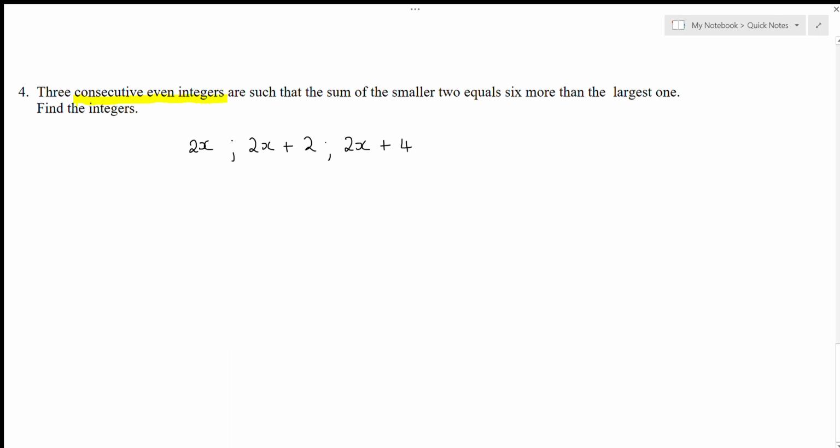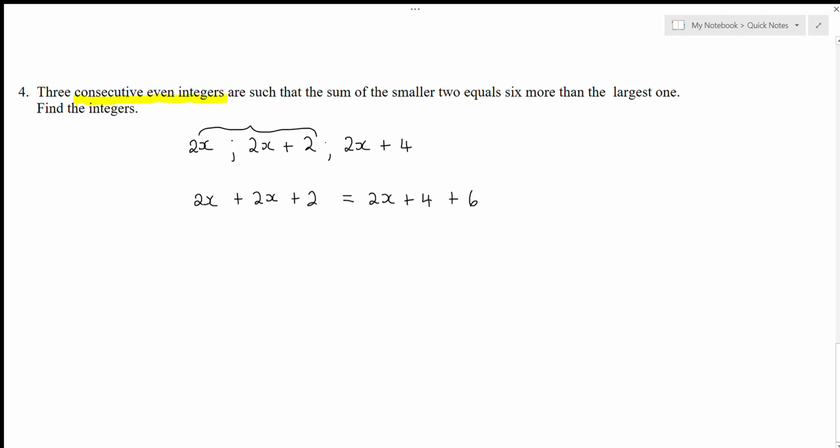It says, are such that the sum of the 2 smaller, so the 2 smaller ones, sum meaning add, so I'm going to take the first 2, which are these 2 here, and I'm going to add them together. So it's 2x plus 2x plus 2. The 3 consecutive even integers are such that the sum of the smaller 2 equals 6 more than the largest one. So the largest one equals 2x plus 4 plus 6.